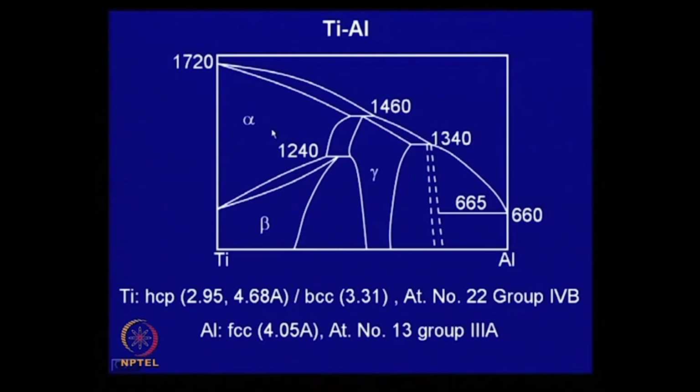So, at a high temperature it will be easier to work than at room temperature, and an intermediate phase also is there. There is a gamma phase, and there may be some intermetallic phase which is forming. And here, titanium belongs to group 4b, whereas aluminum belongs to group 3a.